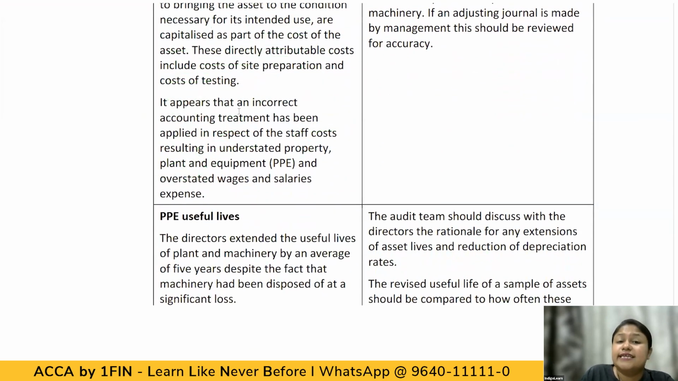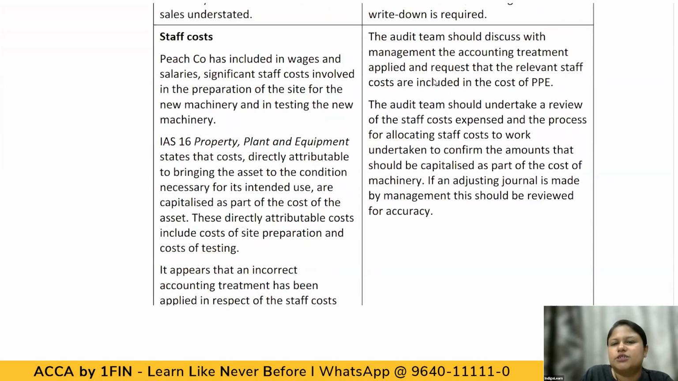It appears that an incorrect accounting treatment has been applied because all the employee cost has been taken to staff cost, resulting in understatement of property, plant and equipment and overstatement of wages and salary. So we picked up the audit risk correctly. Now what will be the response?